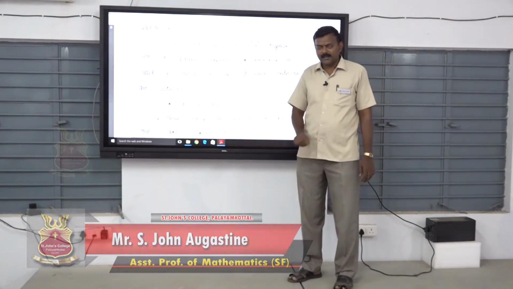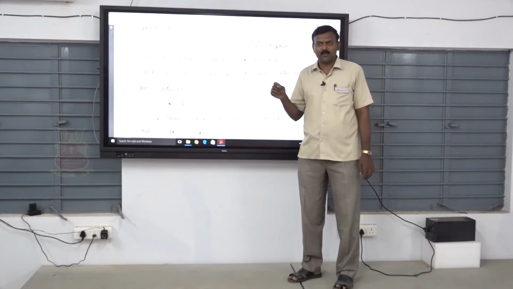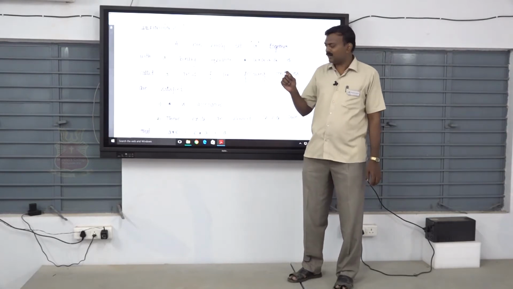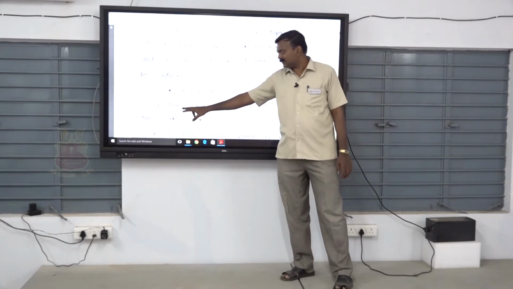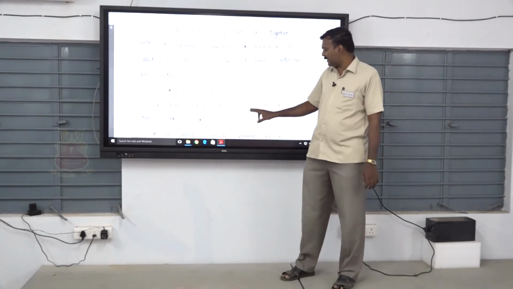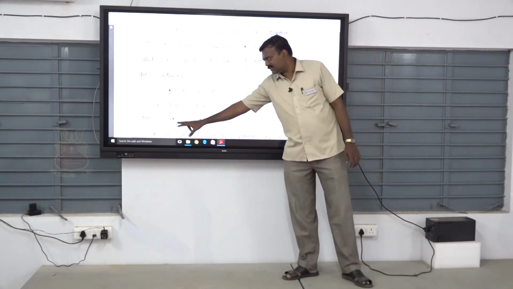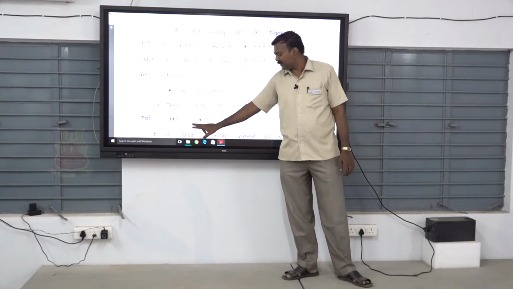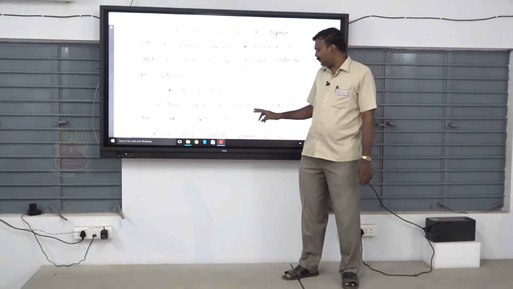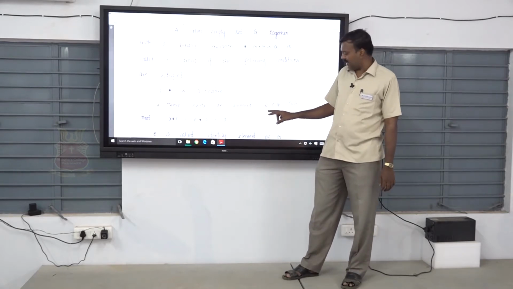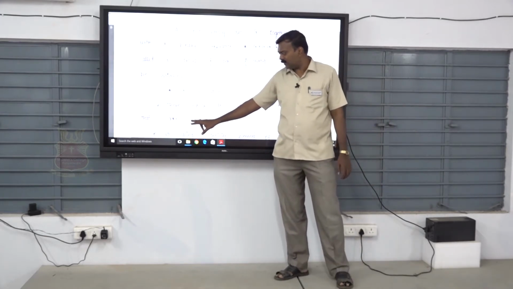Associative means A star (B star C) equals (A star B) star C. That condition is satisfied. And the second condition is there exists an element E belongs to G such that A star E equals E star A equals A.